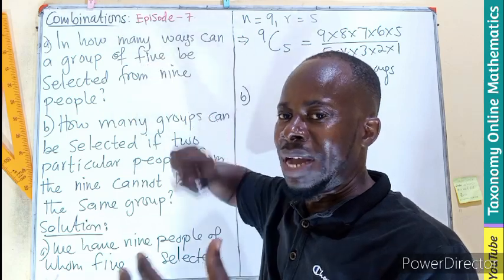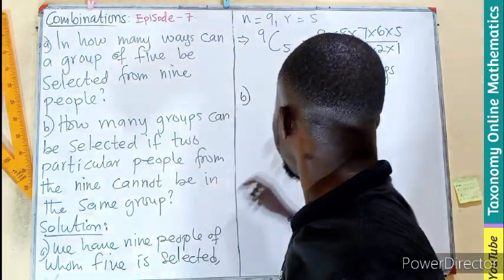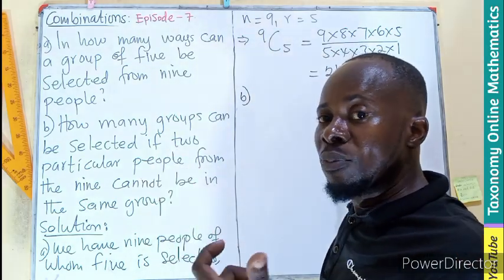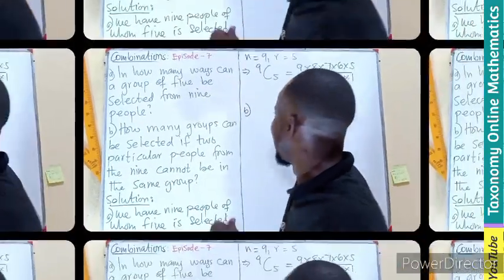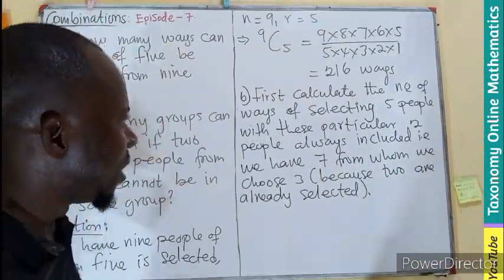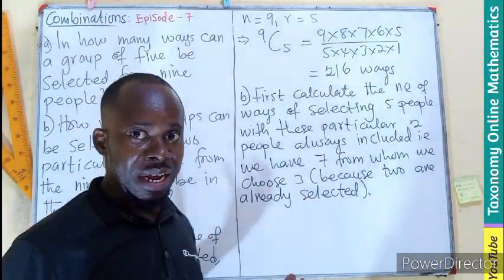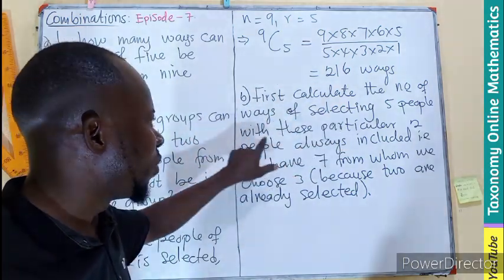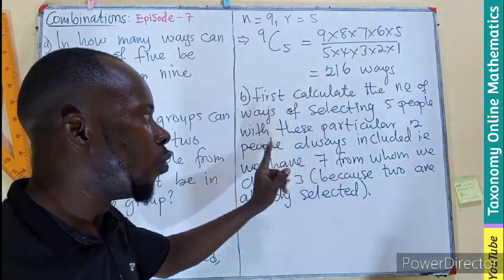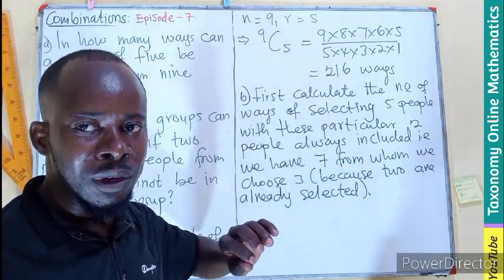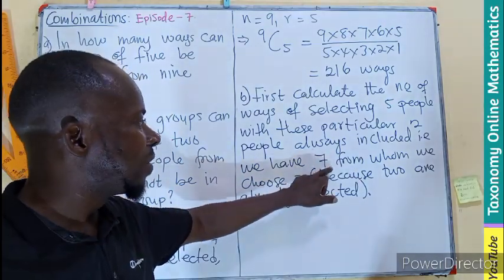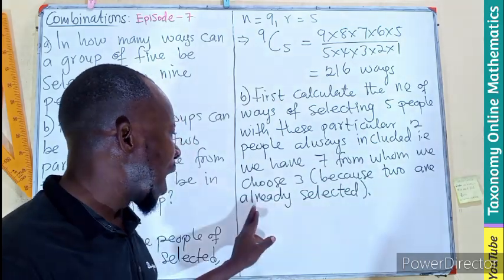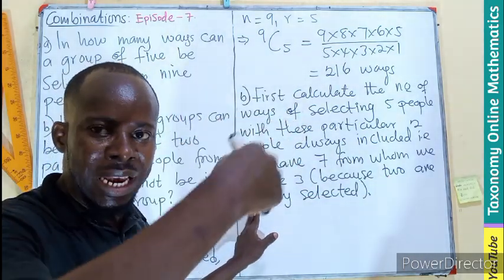Do we get that? So that becomes the other aspect which, when taken from this, will give us the pool of selections or groups whereby those 2 people are not in the same group. Even though it's a little bit long, to portray what I was saying, first we calculate the number of ways of selecting the 5 people with these particular 2 people always included in the selection. So if they are always included, then we have 7 from whom we are to choose 3. Why? Because 2 are already in that group.